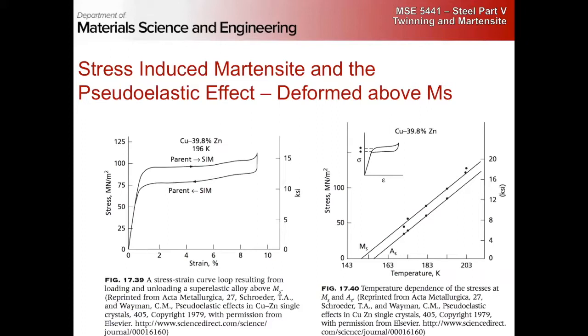Right? That's fully recoverable, right? So in this case, copper zinc SMA, you can get essentially an 8% fully recoverable strain, right? But it's not truly elastic. We say pseudoelastic because that transformation is really the shear of the martensite.